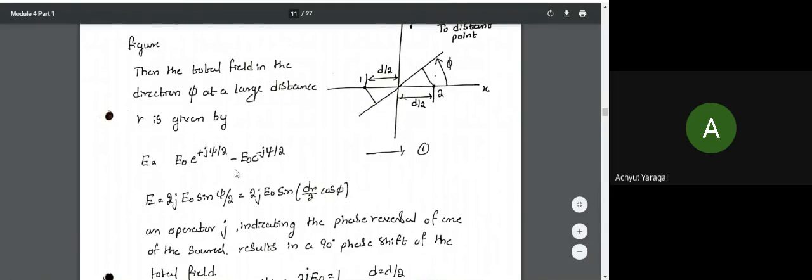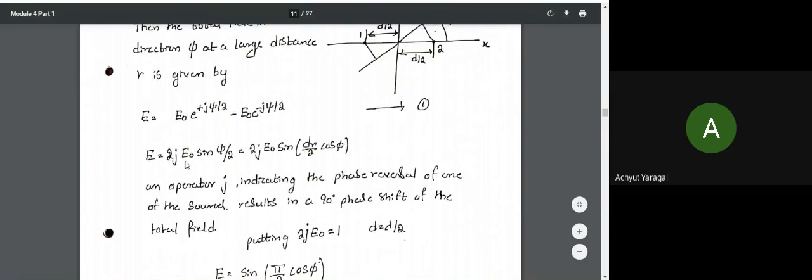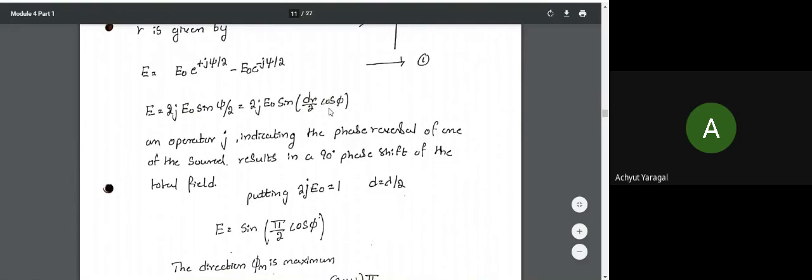If we take E naught as common, and we have a minus sign here, divided by 2, we get sin psi by 2, as we discussed in the previous case. So we have 2j E naught sin psi by 2. So what is psi? You know the value: psi is d r cos phi. Substitute d r cos phi here.